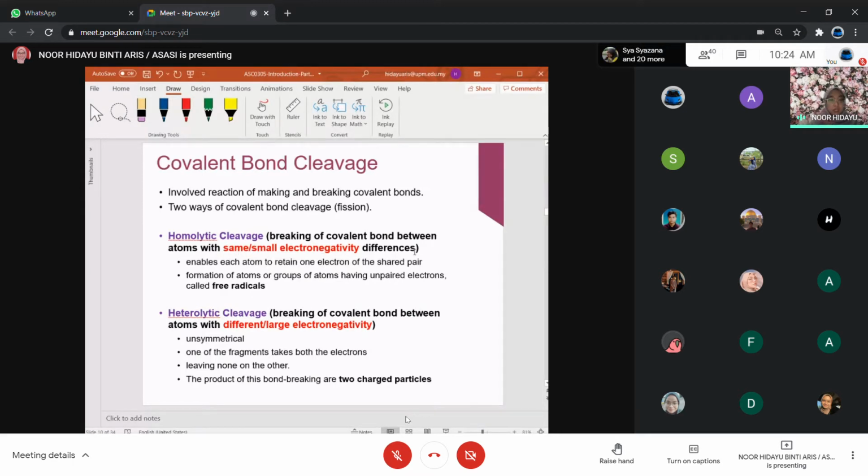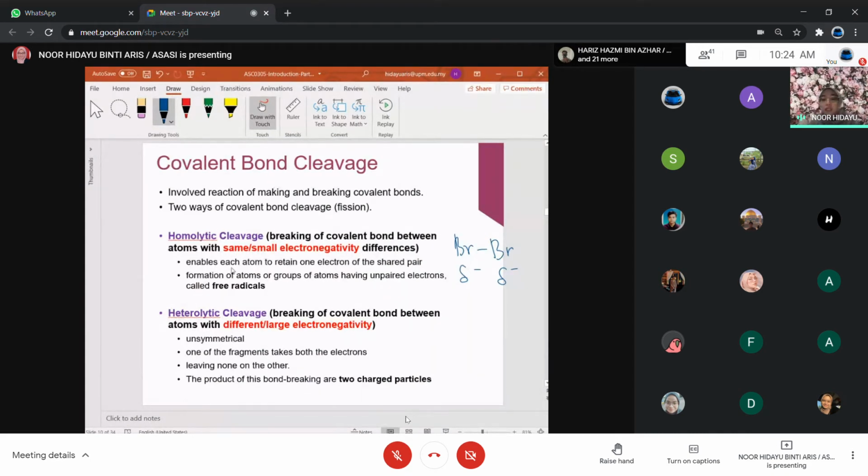Okay, kalau same electronegativity, contoh saya bagi bromine gas, Br2. So electronegativity lebih kurang sama ataupun sama. Ini partial negatif, yang ni pun partial negatif. Okay. Kalau small electronegativity, contoh carbon dengan hidrogen. Carbon pun adalah partial positif, hidrogen pun partial positif. Okay, so electronegativity dia lebih kurang sama.